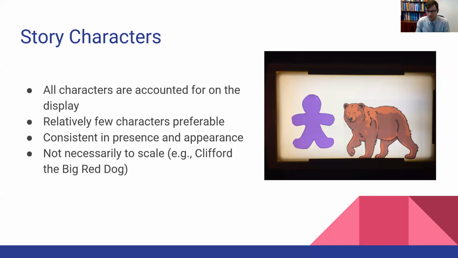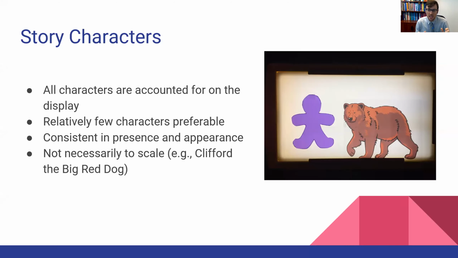So I already went over that point, that consistency in presence and appearance. And so, of course, in Bear Hunt, you've got this little character here who was the student or the reader. And then you've got the bear. And not necessarily to scale. I mean, scale is an important cue. It usually carries semantically rich meaning in the story.